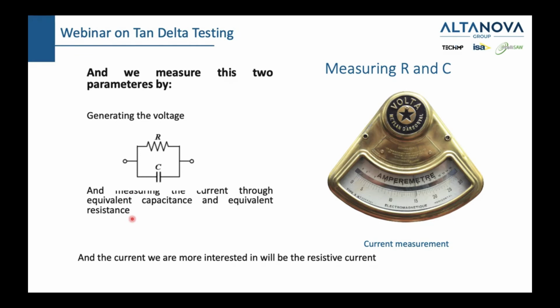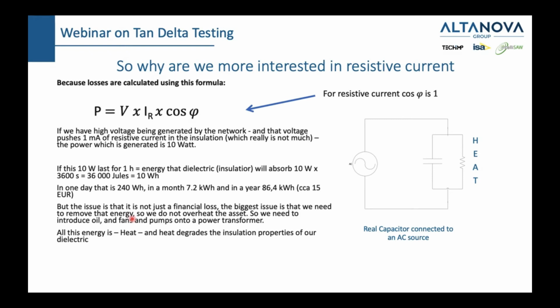So, of course, we will be more interested in the resistive current. Why? Well, we are more interested in the resistive current because the resistive current is in phase with voltage, and the resistive current, if we look at this formula, has cosine phi equal to 1, which means that the power which is dissipated on our insulation actually is voltage times current.